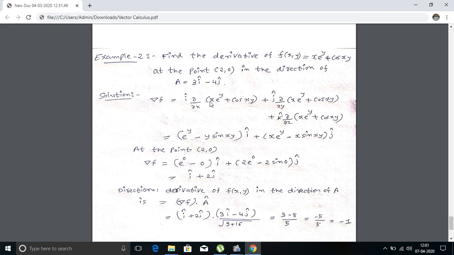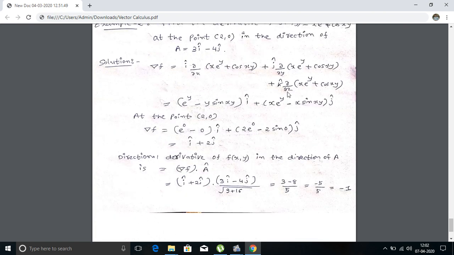What is the partial differentiation of this function with respect to x? It will be e raised to y. The derivative of cos theta is minus sin theta, but here we have to differentiate xy also. Differentiation of xy with respect to x is y, so it is minus y sin xy. Similarly, the partial differentiation with respect to y will be x as it is, the derivative of e raised to y is e raised to y, the derivative of cos theta is minus sin theta, and the derivative of xy with respect to y is x, so it is minus x sin xy. Differentiating with respect to z, it will be 0 because x and y are constant.